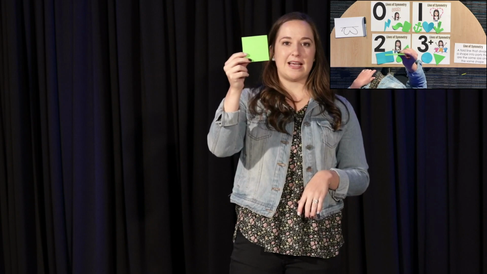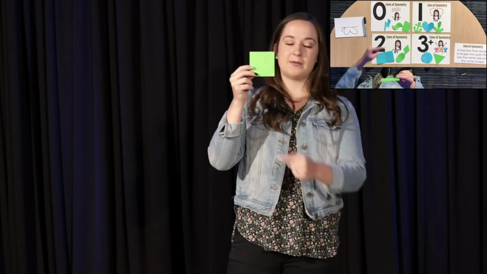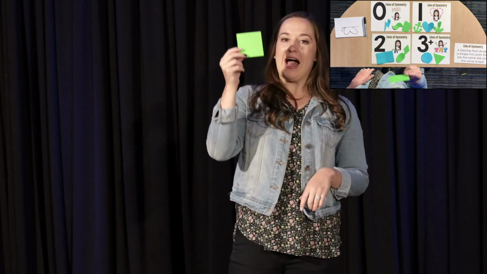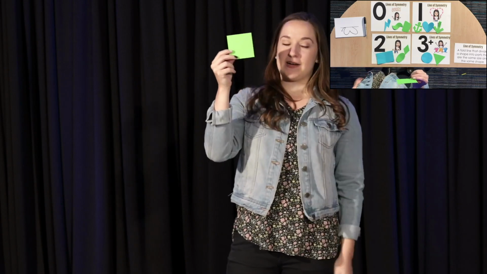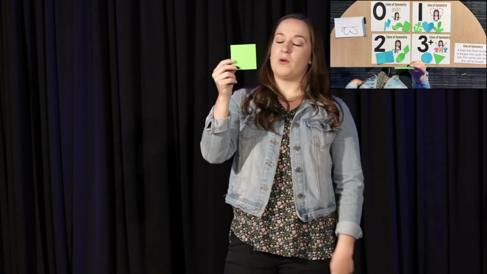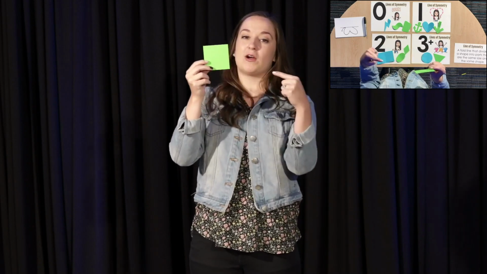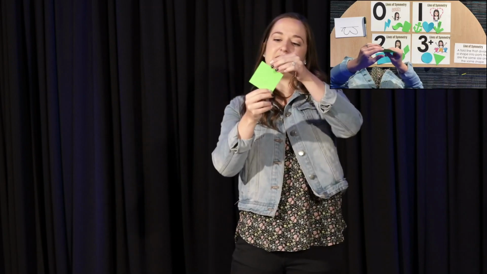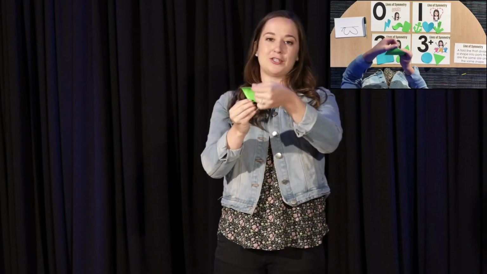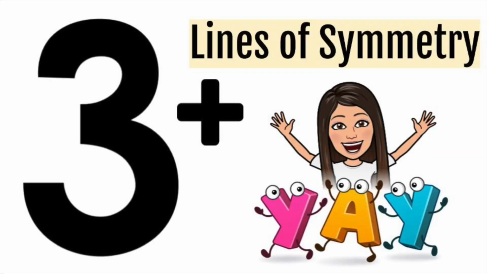Now, some of you may say, well, the rectangle has 2 lines of symmetry, so does the square. However, the square has an equal length on each side. So therefore, there is more than 2 ways. You can fold it horizontally and vertically, or you can turn it to make it look like a diamond, and you can fold it from corner to corner as well. So this is going in the 3 plus lines of symmetry.